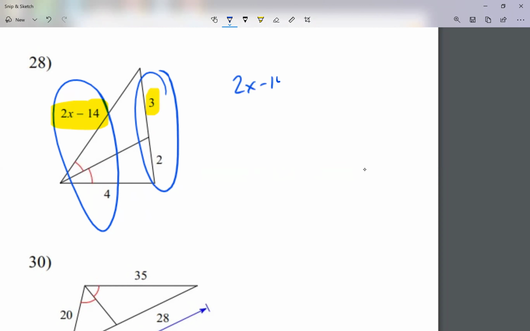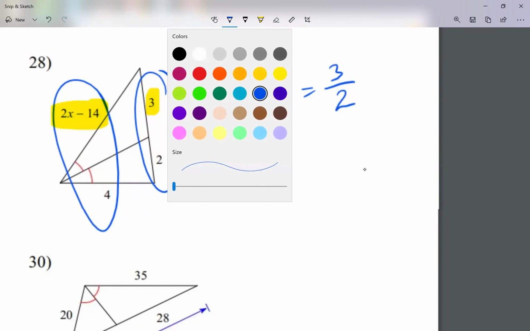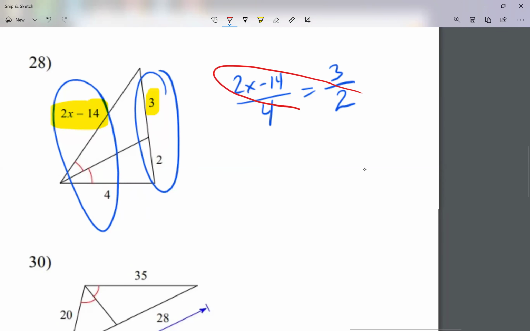2x minus 14 and then 3. I could have kept them at the bottom as well, as long as they're on the same side. Either they're both on top or both at the bottom. Now 2x minus 14 goes with 4 and 3 goes with 2. Let me cross multiply. Because of the minus, I'm going to go 2 times 2x and 2 times 14. So it's going to give me 4x minus 28 is equal to 12.